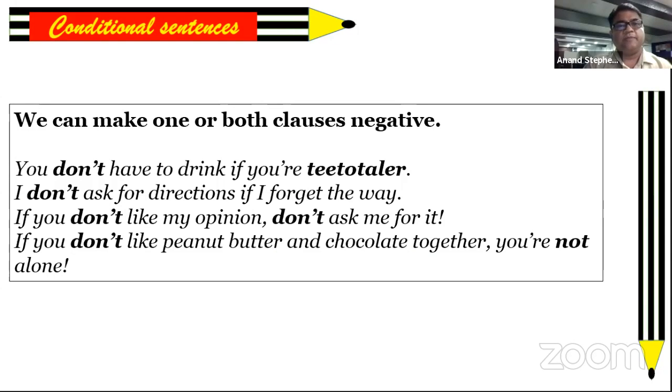So both the clauses can be negative also. It is not necessary to always make positive sentences; as per the situation, they can be negative also. Like, you don't have to drink if you are a teetotaler. I don't ask for direction if I forget the way. If you don't like my opinion, don't ask me for it. If you don't like peanut butter and chocolate together, you are not alone.